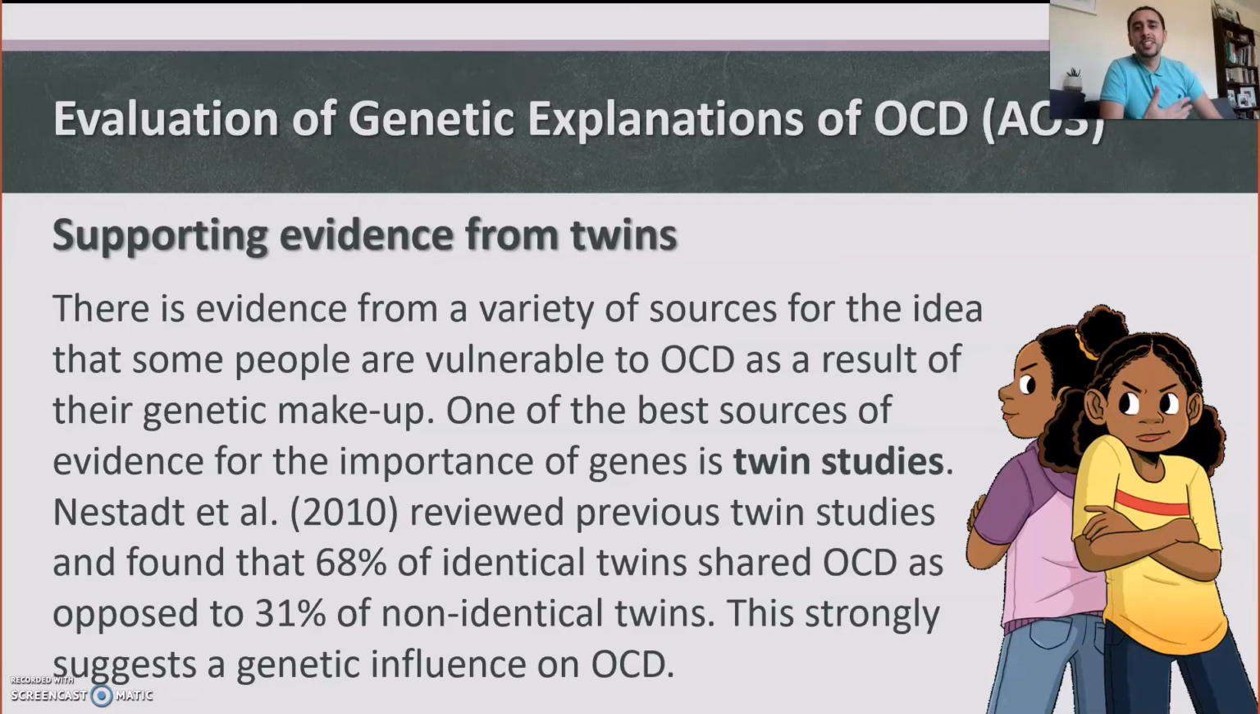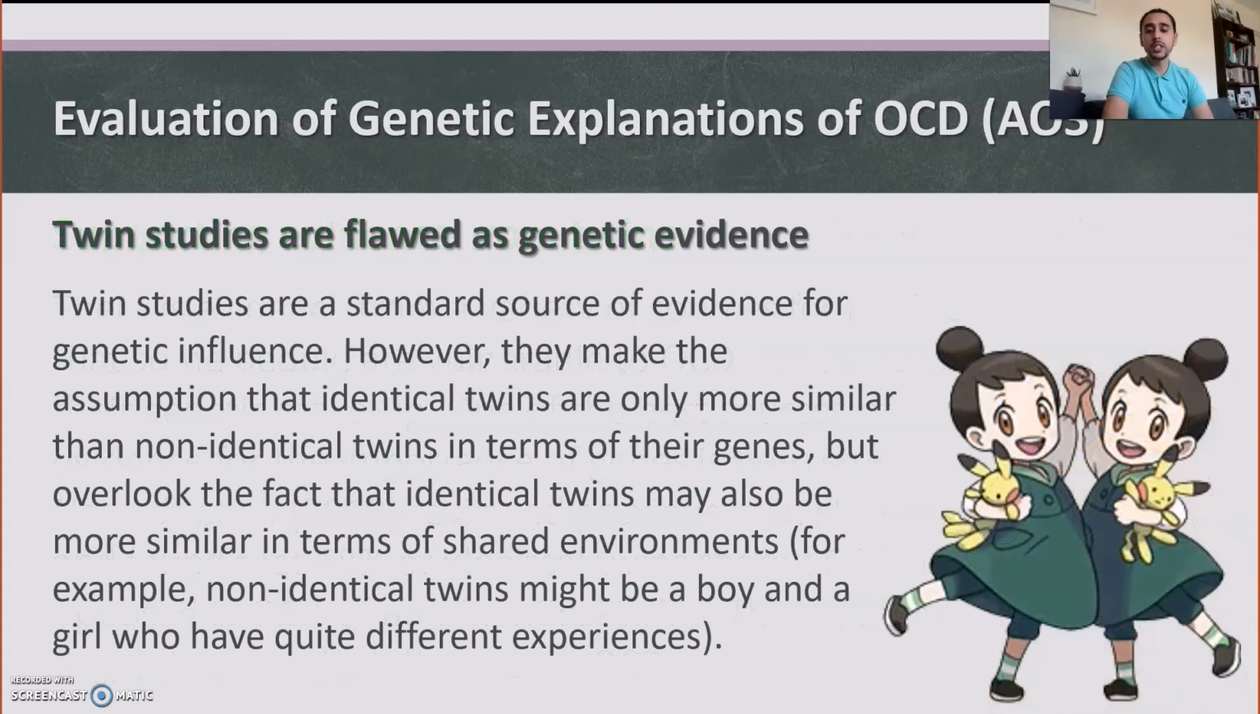So this is when we think about the diathesis-stress model. You may have the same vulnerability to OCD, the diathesis, but maybe you haven't encountered the same environmental stresses that activate the OCD. And that's an interactionist approach. So there is supporting evidence from twins. However, you could use it as a limitation and say, on the other hand, the fact that it's not 100% shows that it's not purely genetic. Twin studies are flawed as genetic evidence as well.